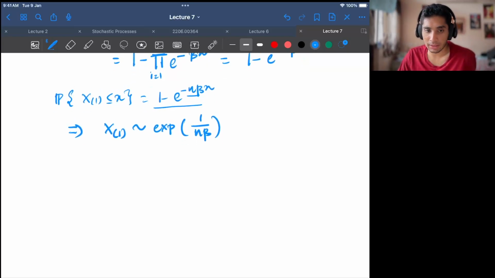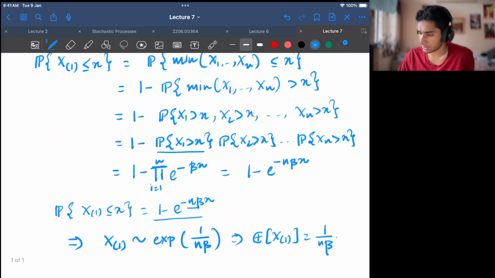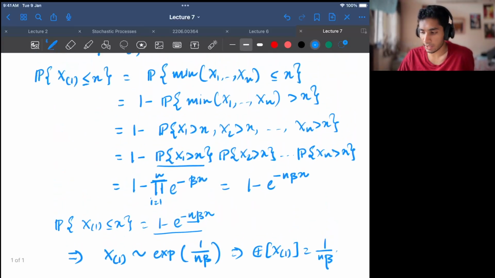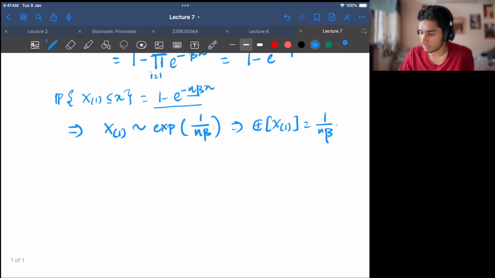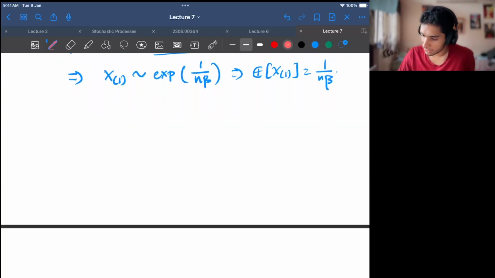Okay, and if that is the case, then the expected value of x sub 1 is equal to what? 1 by n beta, right? So I hope this was a simple problem. It just looks scary, but it's not difficult. It's actually easy. You just need to keep your minds open and think of it in a very simple way. That's all.